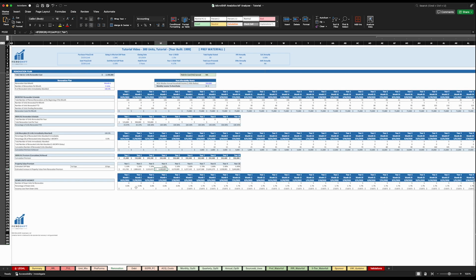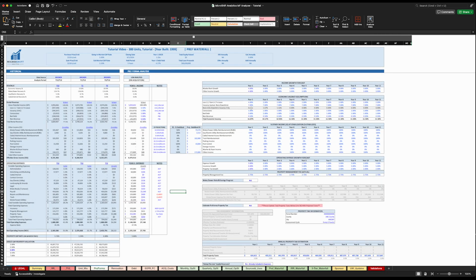The last table shows you the number of units, or the percentage of units, that will be down for renovation based on the current renovation plan of 5 units per month. And if we look at this percentage, that's your percentage of down units. And this amount, if we go back into our pro forma analysis, is factored into our economic vacancy.